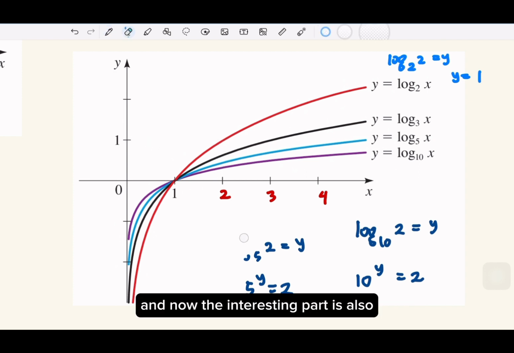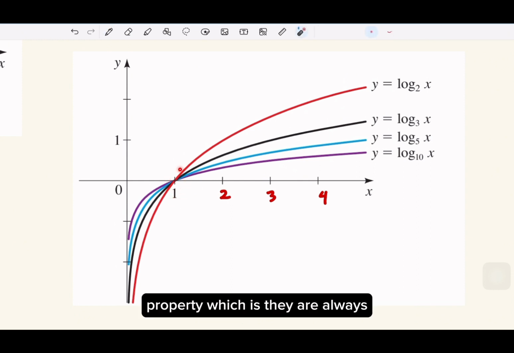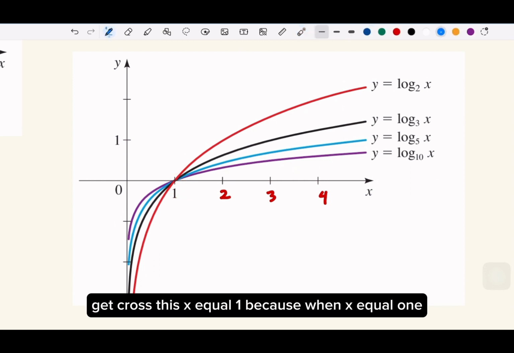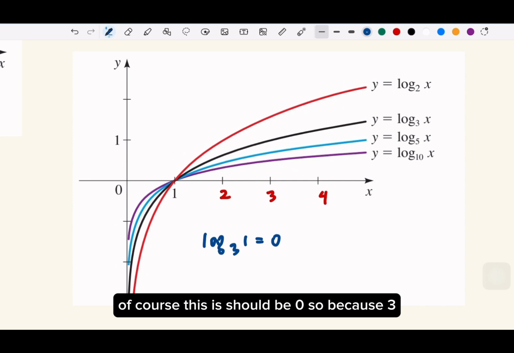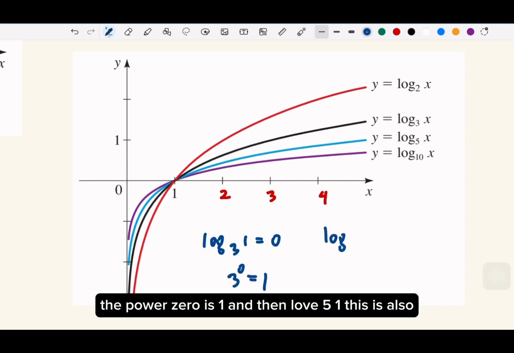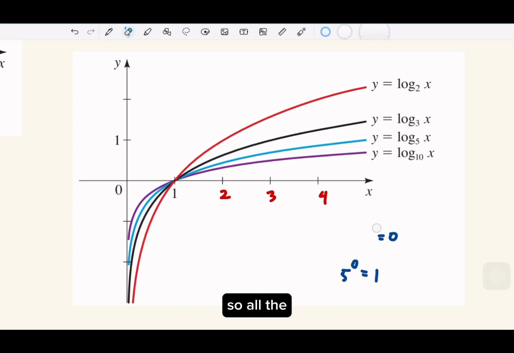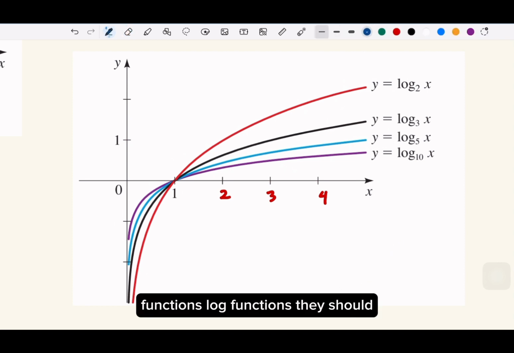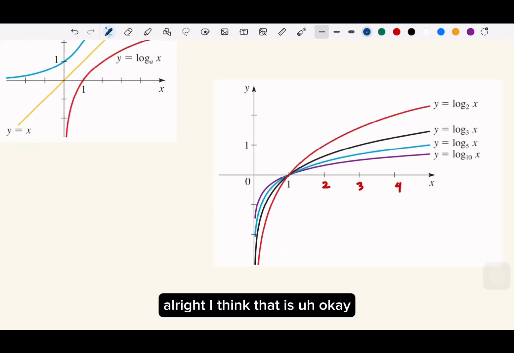Now the interesting part is that all the log functions share the same property: they always cross x equal 1, because when x equal 1, y should be 0. For example, log base 3 of 1 should be 0, because 3 to the power of 0 is 1, and log base 5 of 1 is also 0. So all the log functions cross x equal 1.